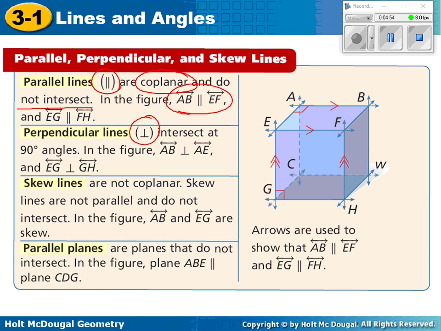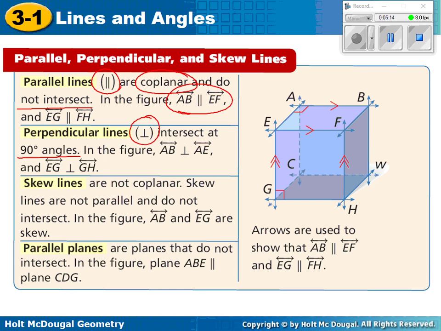Perpendicular lines, what do you guys know about them? Okay, they intersect how? Okay, they form how many 90-degree angles? 4. So when two lines are perpendicular, they're going to intersect so that they form 4 right angles. Perpendicular lines intersect at 90-degree angles.